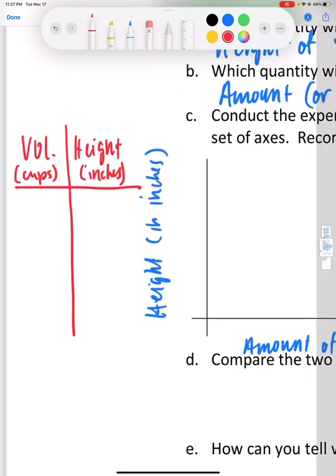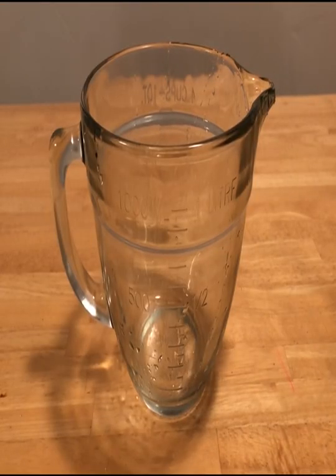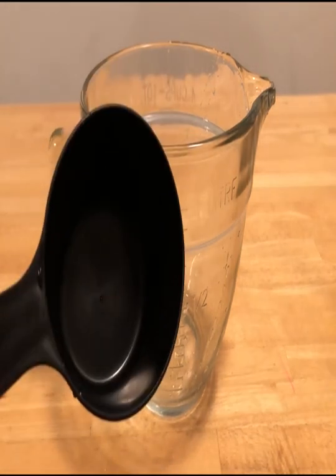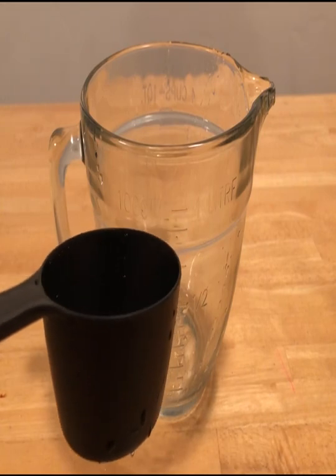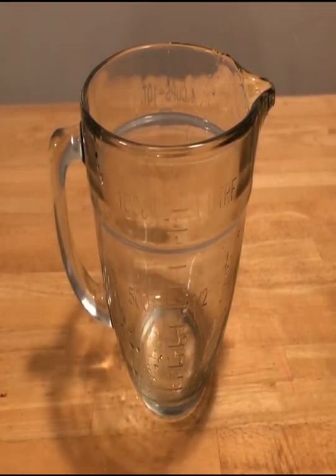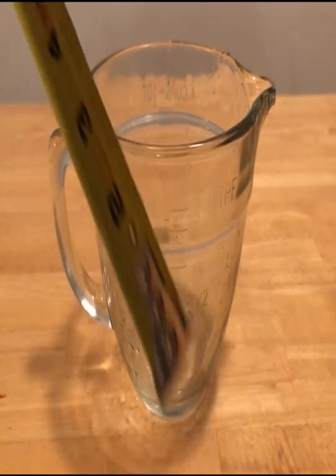Okay, so I'm going to go ahead and conduct the experiment on the next clip. And I'll record my data, and then I'll transfer it to this graph. Okay, so here we're ready for our water experiment. So I have my container that has a curved bowl shape. It's narrow at the bottom and wider as you go up to the top. I have my measuring cup here. It is a 1/2 cup measurement cup. And I have my measuring device, just a good old tape measure.